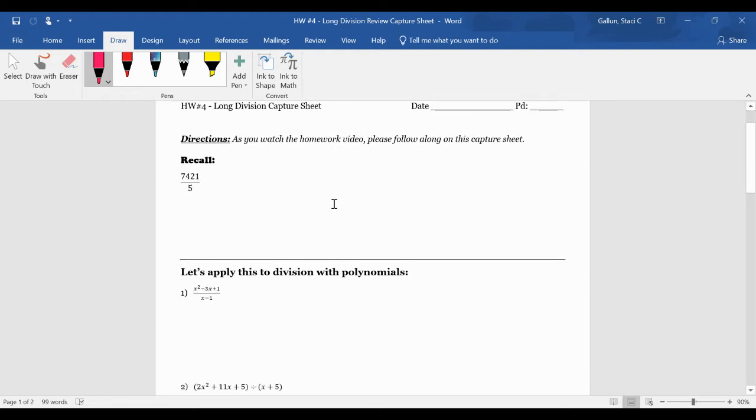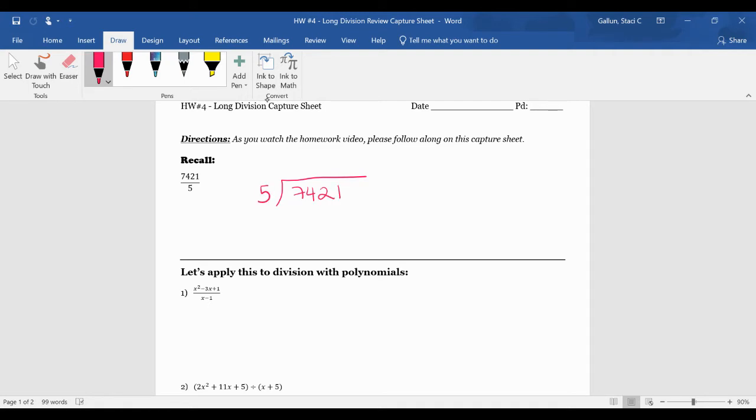So let's start with just long division with numbers, right? This probably takes you way back in your math career. When we're doing long division with this, please don't pick up your calculator. We want to think about expressing it this way: 7,421 divided by 5.